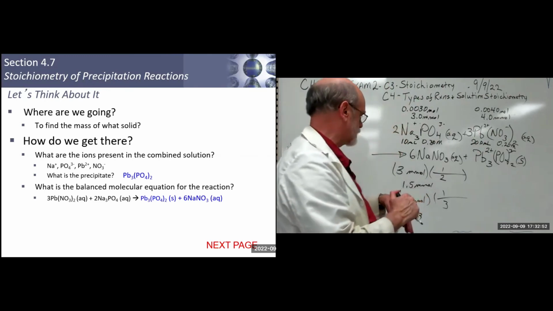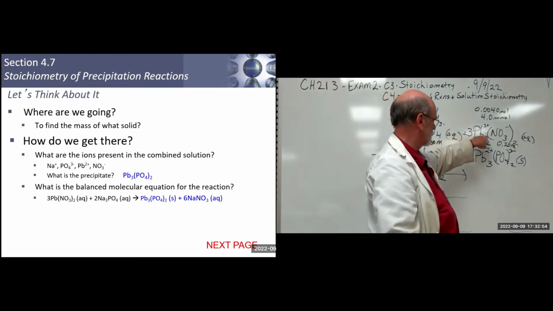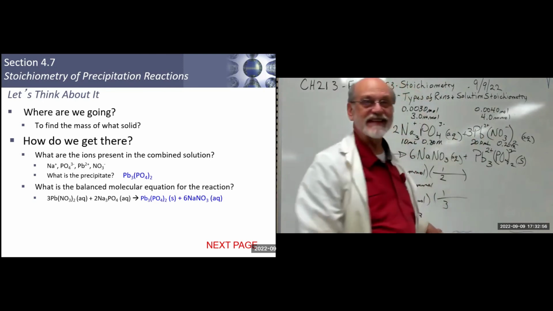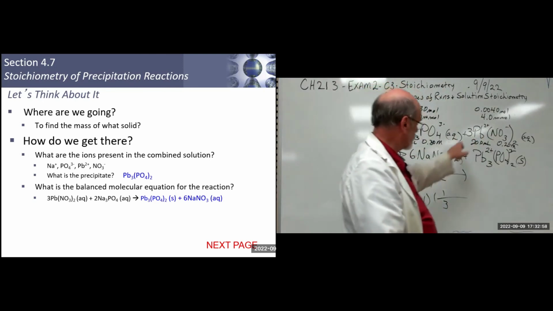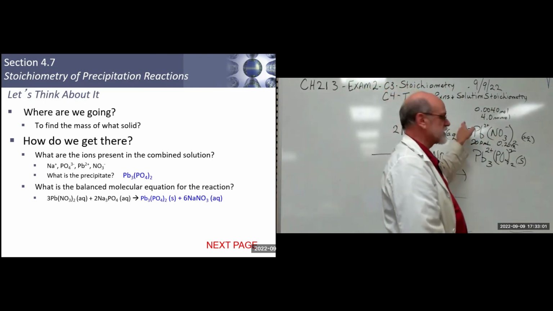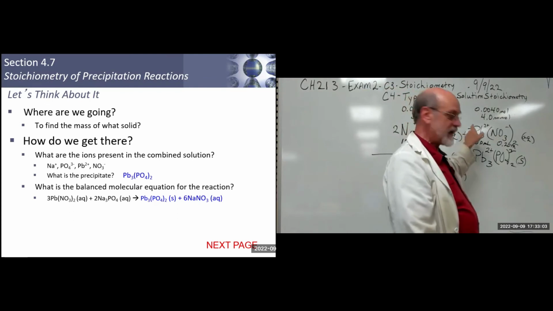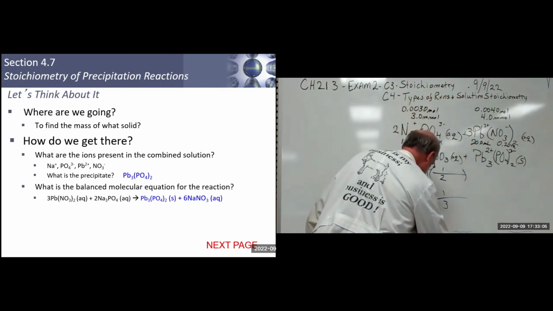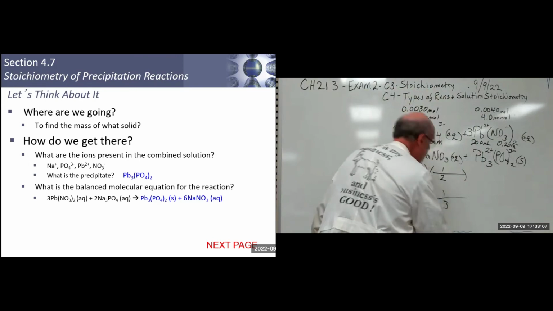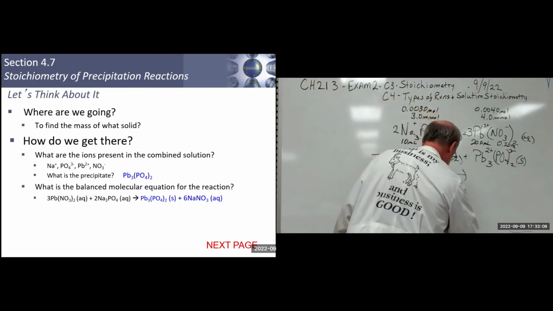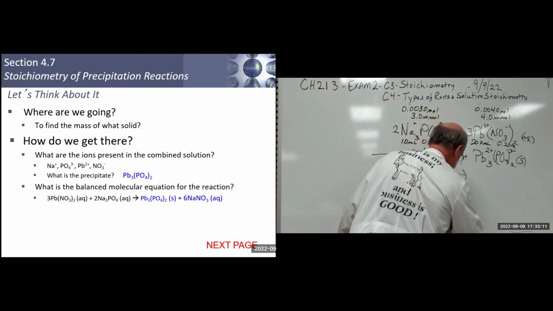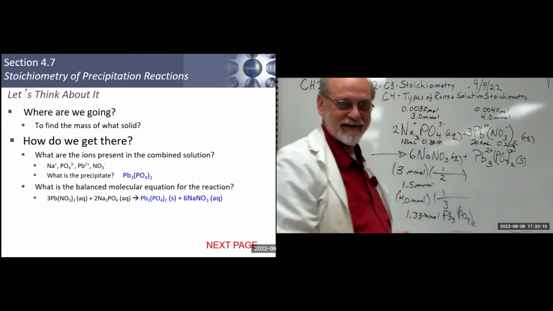Which one runs out first? The one that makes the least amount. So this one makes the least amount. It runs out first. That means that we're going to have 1.33 millimoles of lead 2 phosphate. Okay.